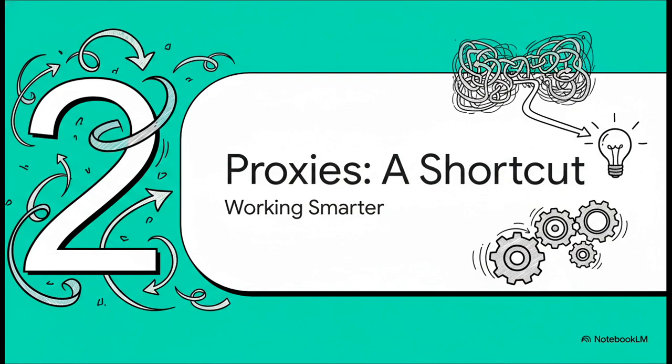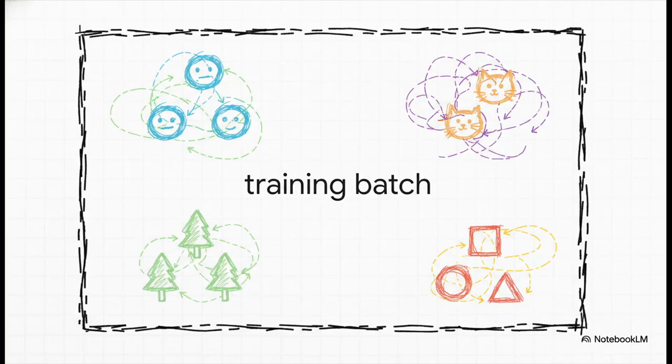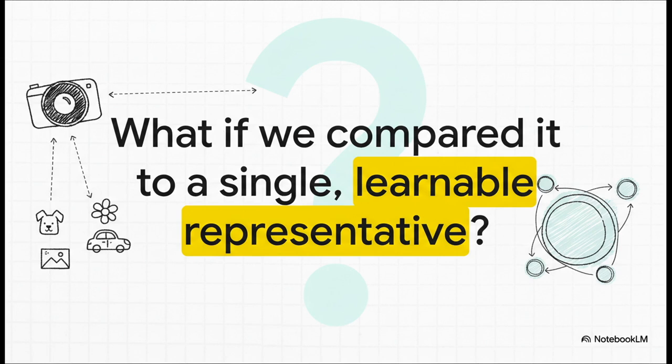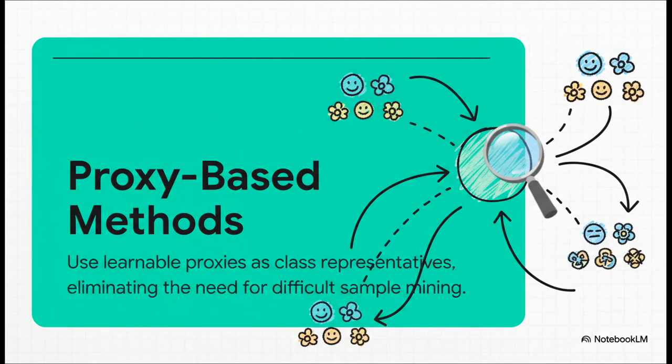And that brings us to our next big idea, proxies. This is all about working smarter, not harder. Just to recap, the big issue with triplet loss is that you're always comparing one specific sample to another specific sample. It's all very local, and it's just not very efficient when you're dealing with huge amounts of data. So what if we just flipped the script entirely?